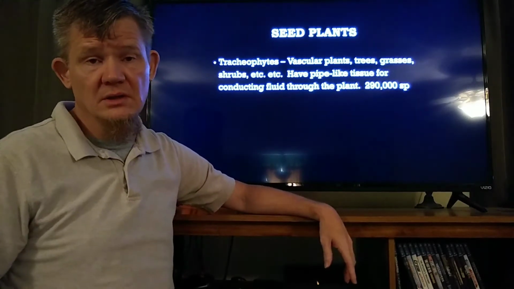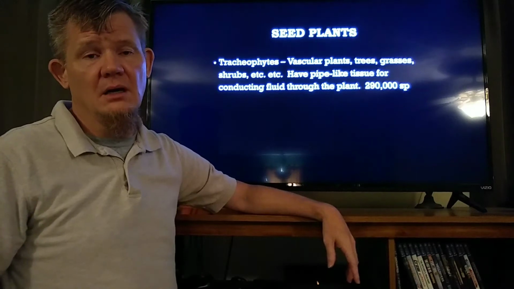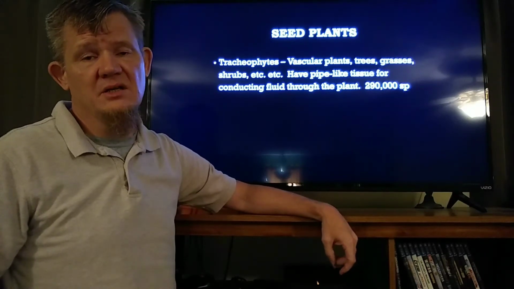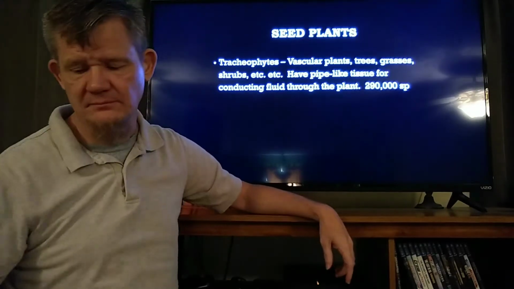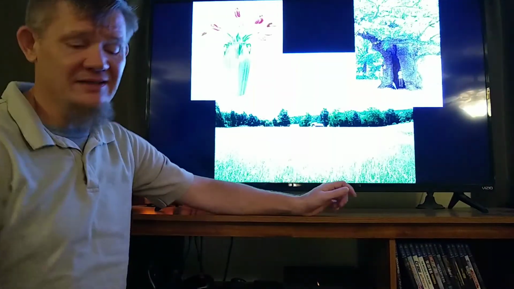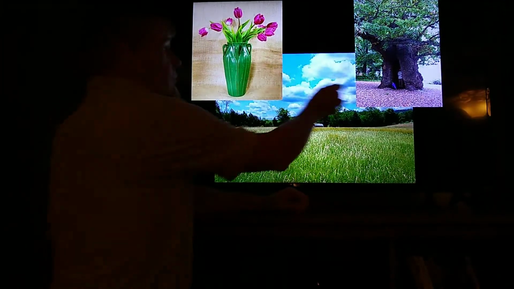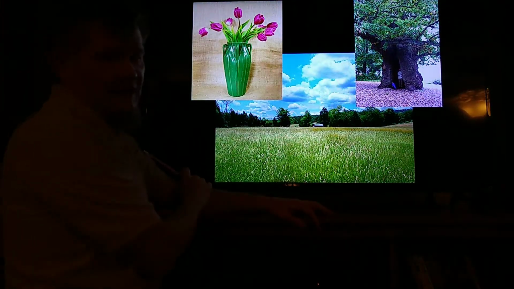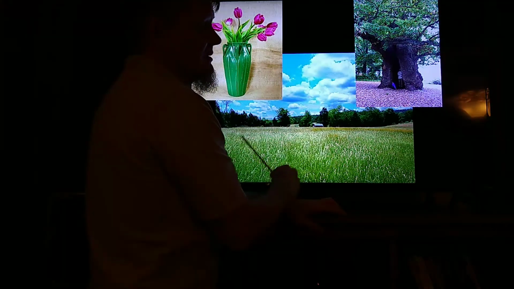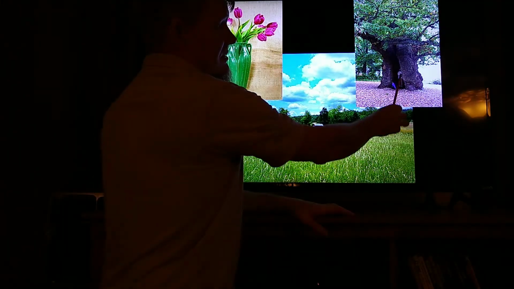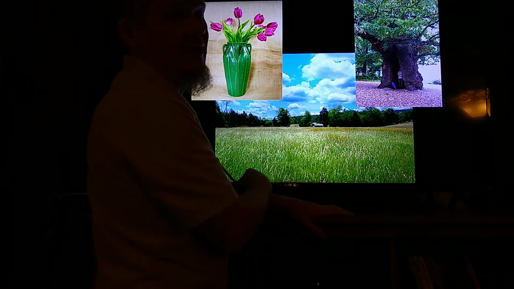When you go to the home and garden section in Walmart, if it's not a fern, it's a vascular plant. Vascular plants. When you think of plants, you think of vascular plants. Do note, this is a live oak. Do you see the person standing inside of the live oak?